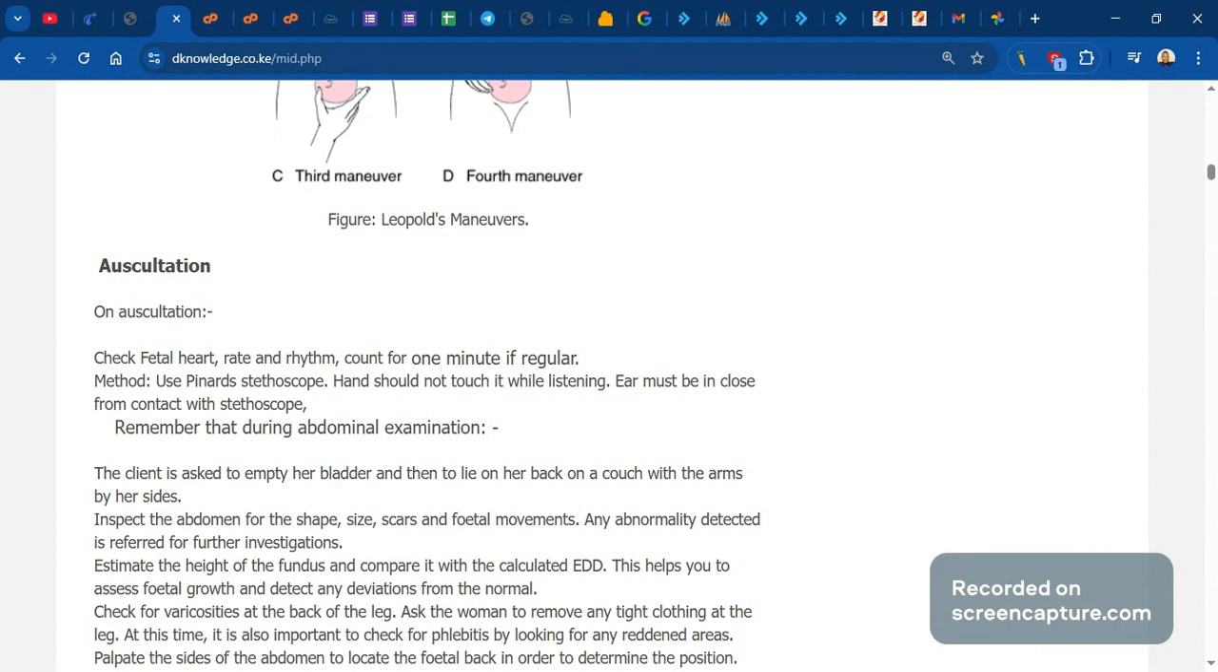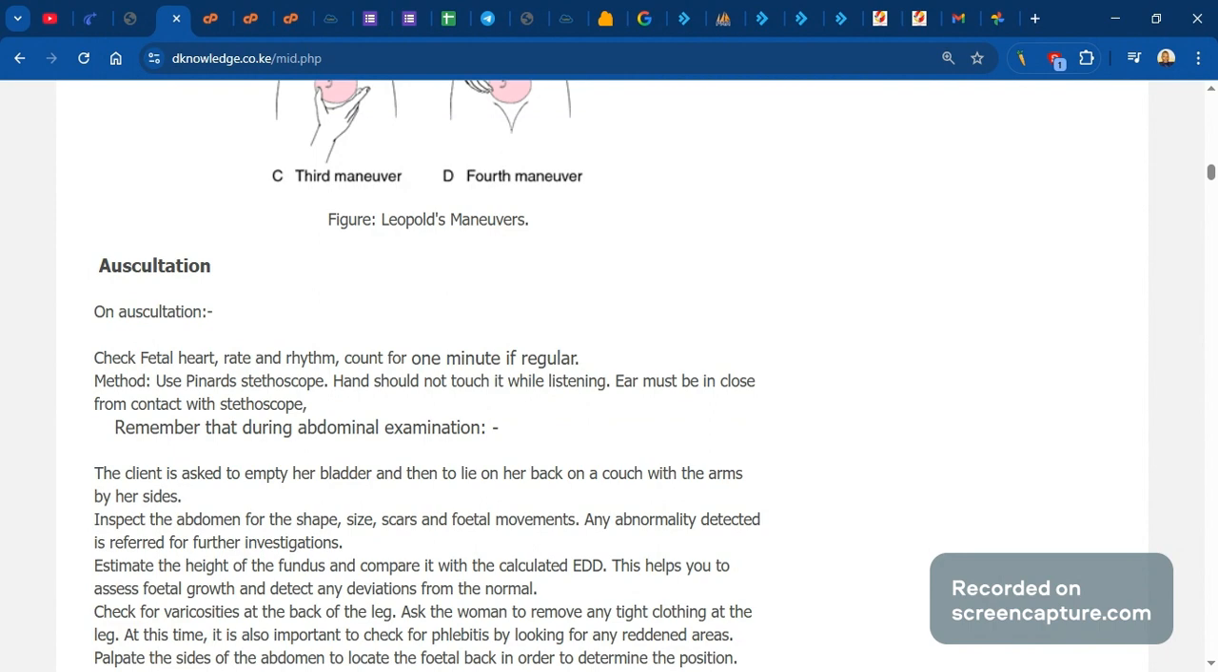Okay. So mostly the method that is used is the peanut stethoscope, and the hand should never touch it while listening, because when you touch the peanut stethoscope, your hand will produce sound, so your ear will not be able to listen well. So the ear must be in close contact with the stethoscope, very very close.